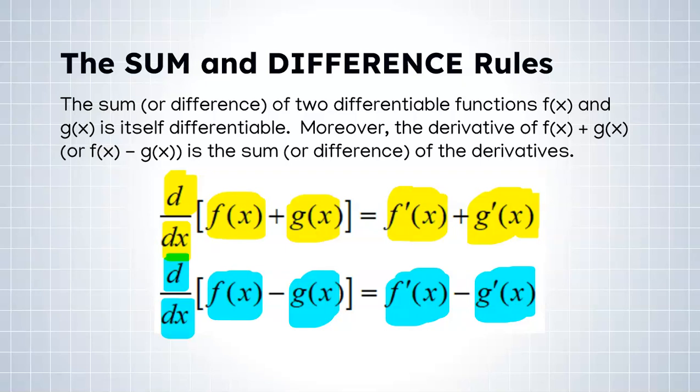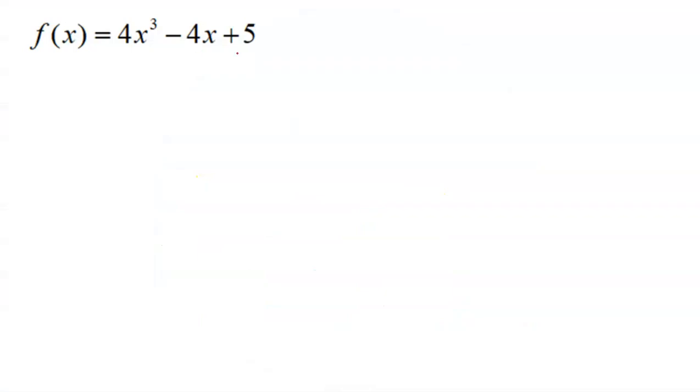So let's just dive into a series of examples. So here we have a classic polynomial made up of three terms, 4x cubed, negative 4x, and 5. So basically we have three mini functions all coming together with subtraction and addition to create one large polynomial function. So to find the derivative of this function, we simply have to find the derivative of each term. That's it. That's how easy this is. So let's find the derivative of this function.